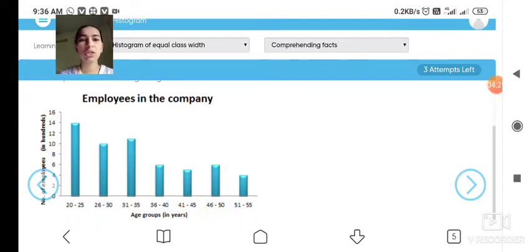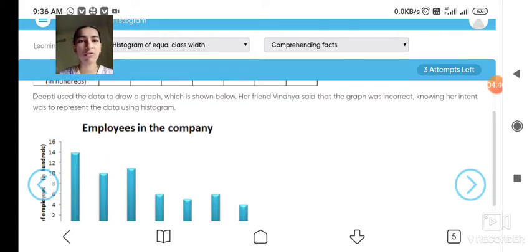Now 20 to 25, how many employees are there? 1400. So you can see the bar graph. Now between 26 to 30, 10, that means 1000 are there, so at 10 it is drawn. Like this Dipti drew a bar graph. Now her friend Vindhya said that the graph was incorrect, knowing her intent was to represent the data using a histogram.